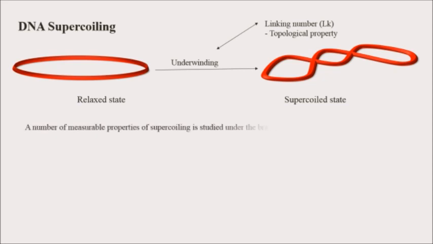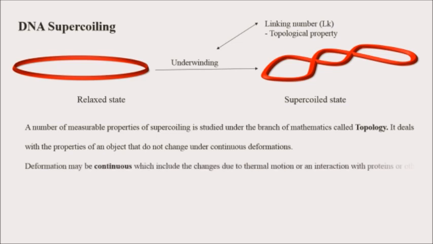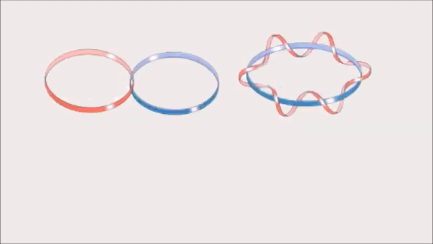A number of measurable properties of supercoiling are studied under the branch of mathematics called topology. It deals with the properties of an object that do not change under continuous deformations. Deformations may be continuous, which include the changes due to thermal motion or an interaction with proteins or other molecules, and this continuous deformation is distinct from DNA strand break.